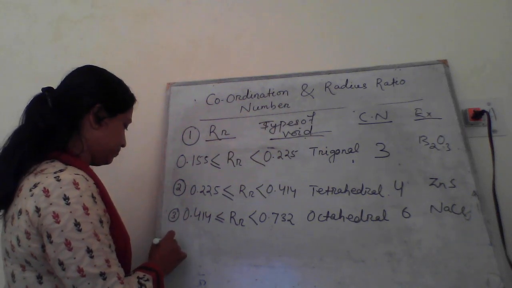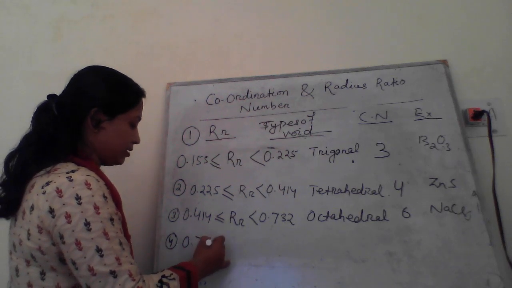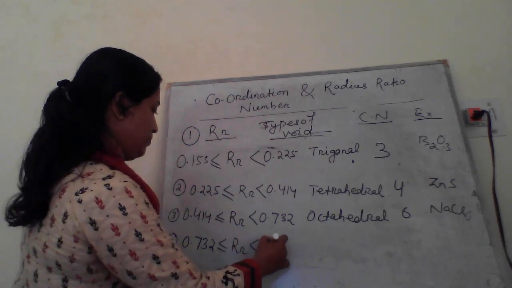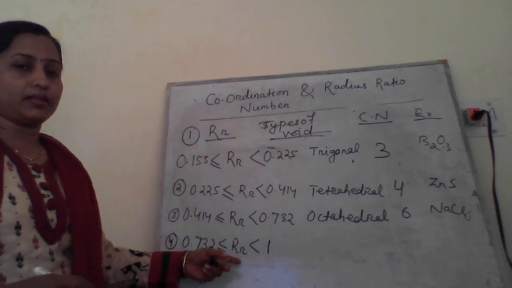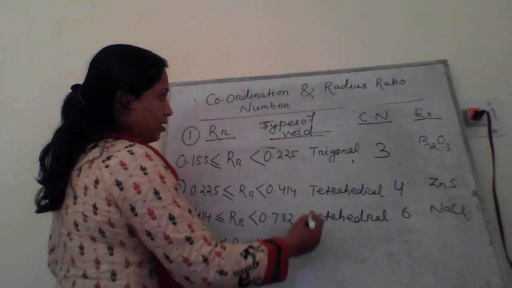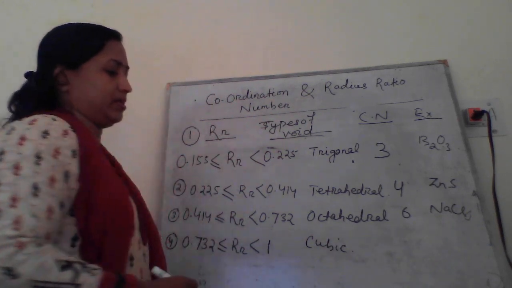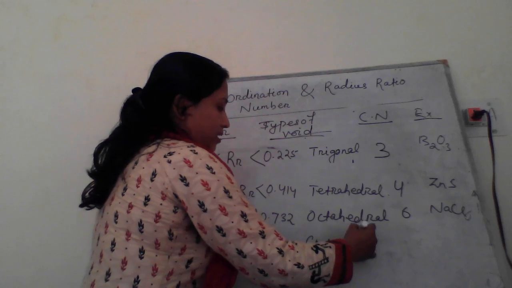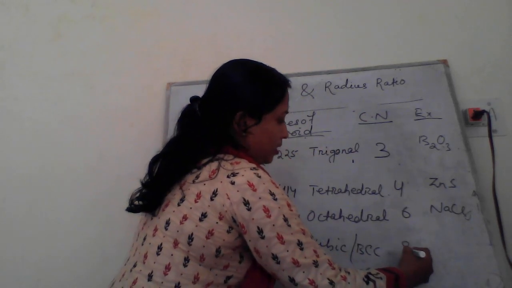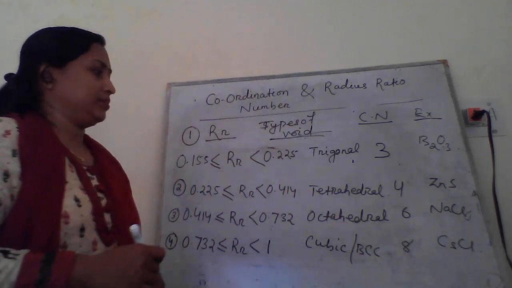And if the radius ratio value lies between 0.732 to 1, that is less than 1, that means up to 0.999, then the type of void is cubic void. That is in the BCC arrangement. So the coordination number is 8, and the example is cesium chloride.